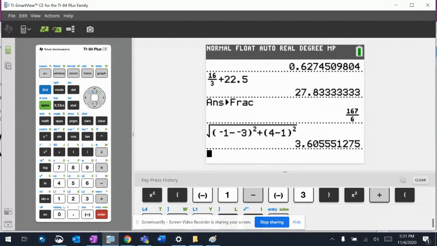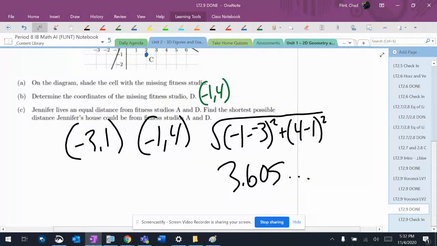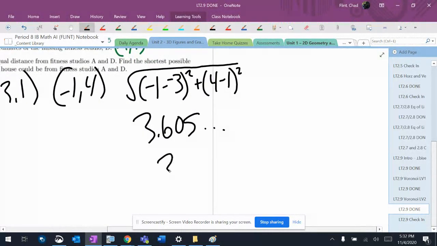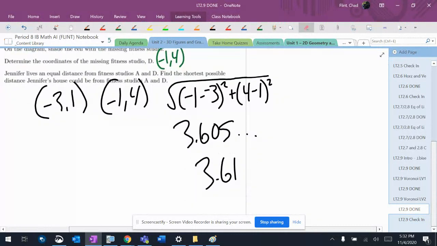Which is 3.605. It doesn't say what to round to, so we're going to round to the 100th again because we still haven't really talked about significant figures yet. All right, but that's the closest that she could live to those 2 studios if she lived exactly halfway. No, hang on, sorry. That is not the closest she lives to those 2 studios. That's the distance between them. She lives halfway between them. Good thing I said that out loud.